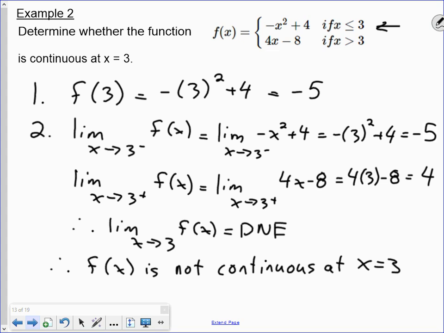Now, if that limit had existed, then our third step would be to compare the value of the limit at x equals 3 to the value of the function at x equals 3 and see if they were the same thing. If they were the same thing, we would conclude that it was continuous. But once one of these three conditions fails, we have to say that it's not continuous at that point.